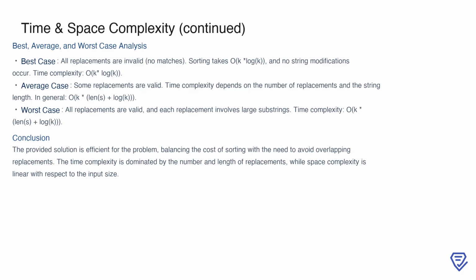In conclusion, the provided solution strikes a balance between processing efficiency and clarity by leveraging sorting and reverse processing to handle replacements without interference. While string slicing and concatenation still incur costs, these are inherent to the problem structure. The algorithm efficiently handles the trade-offs, ensuring that the time complexity is dominated by the number and length of replacements, and the space complexity remains linear with respect to the input size.